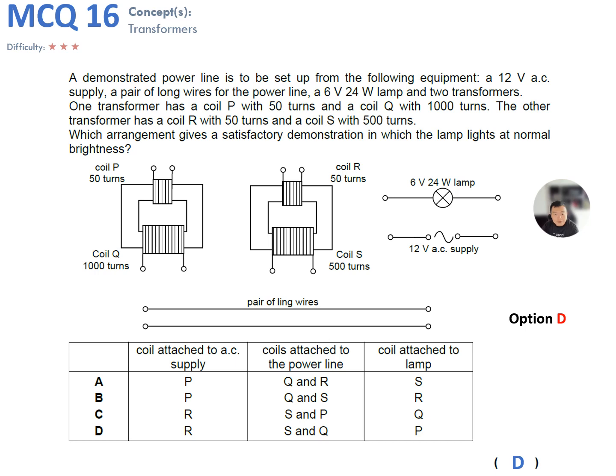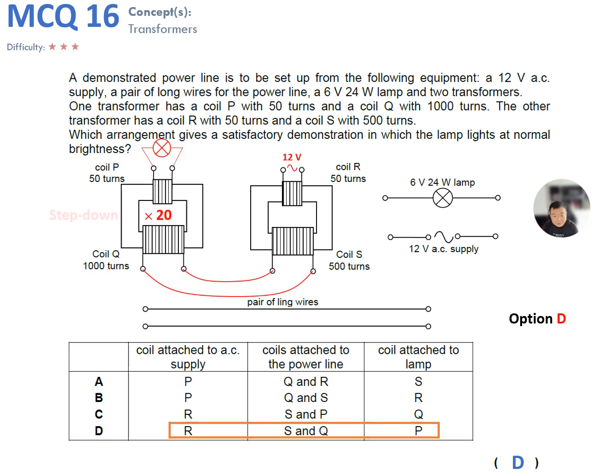So moving on to the last option, which is the answer. This is the connection. At first we are stepping up the voltage from 12 volts 10 times, and then we will step down from 1000 turns to 50 turns, stepping down the voltage. So 12 times 10 divided by 20 gets us the 6 volts as required.